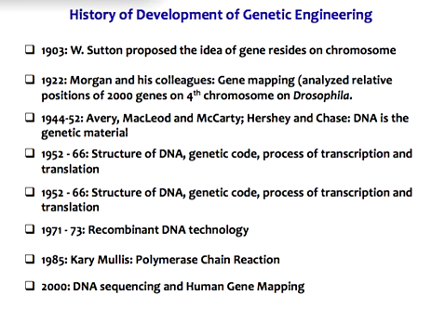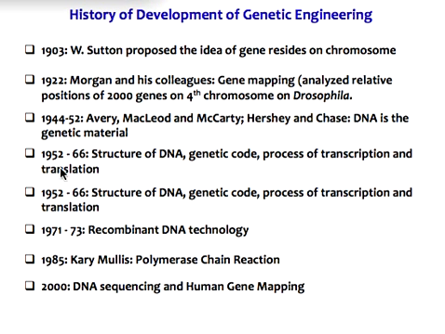Now, a little bit of history of the development of genetic engineering. This history could be essential for your competitive exams and knowledge. In 1903, W. Sutton proposed the idea that genes reside on chromosomes. It was not known earlier. In 1922, Morgan and his colleagues performed gene mapping. They analyzed the relative positions of 2000 genes on the fourth chromosome of Drosophila. Please notice that they analyzed the relative position, not the actual position. During 1944 to 52, Avery, McCarty, and Hershey and Chase independently showed that DNA is the genetic material.